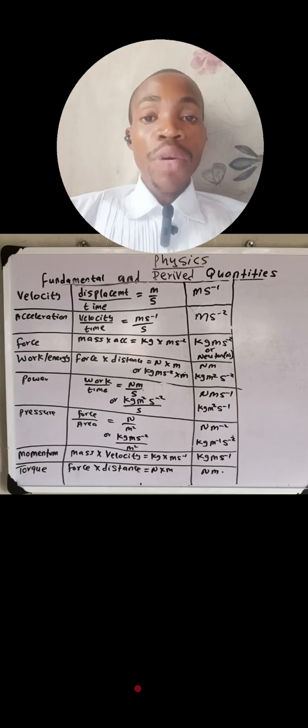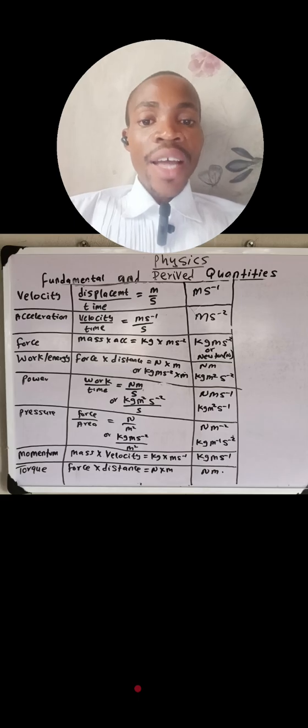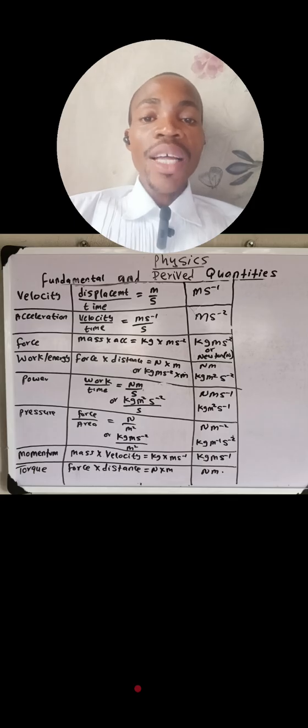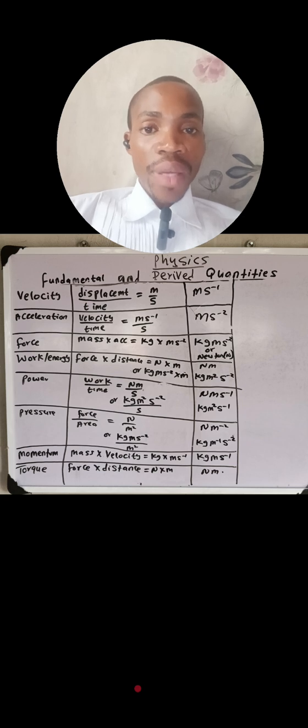For pressure, the formula is force over area. And the SI unit is Newton per meter square, or kilogram per meter per second square.